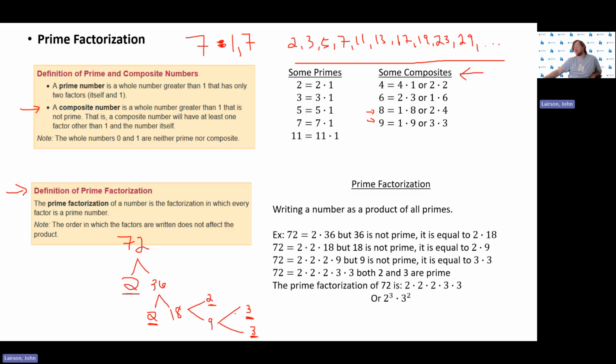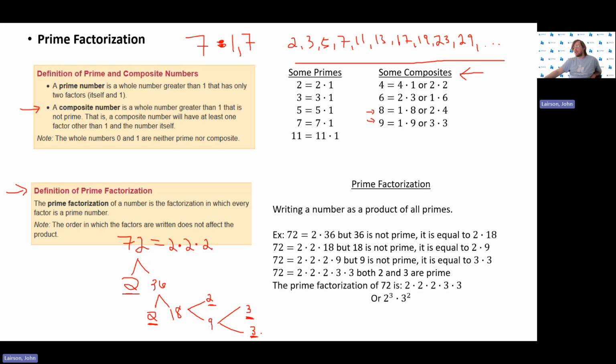All the ends of my branches that don't branch off anymore end in prime numbers. And so now I'm going to gather up all the prime numbers that I found here, and I like to put them in order from least to biggest. So I'm going to see how many 2s I have. I've got 1, 2, 3 2s, and they're all being multiplied together. 2 times 2 times 2.